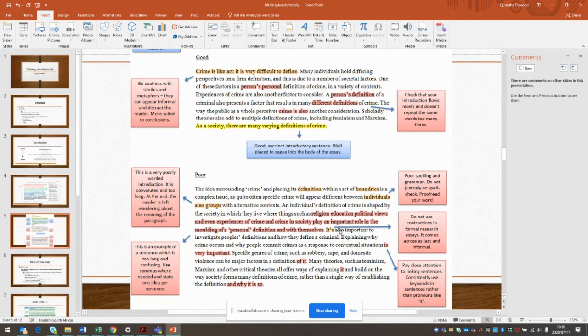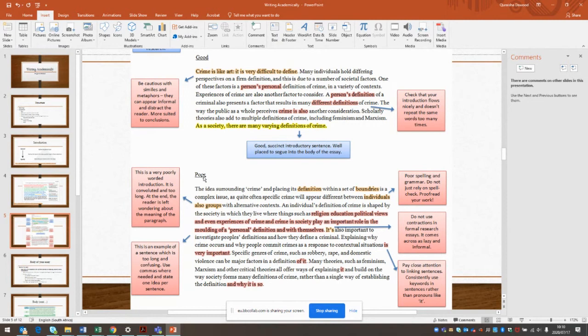Okay, "it's also important". This "it's" is wrong. Okay, don't use contractions. It comes across as lazy and informal. Something like "very important. Of it." When you say "it," you need to be specific. Rather use a pronoun. Why it is so. We're talking about crime here.